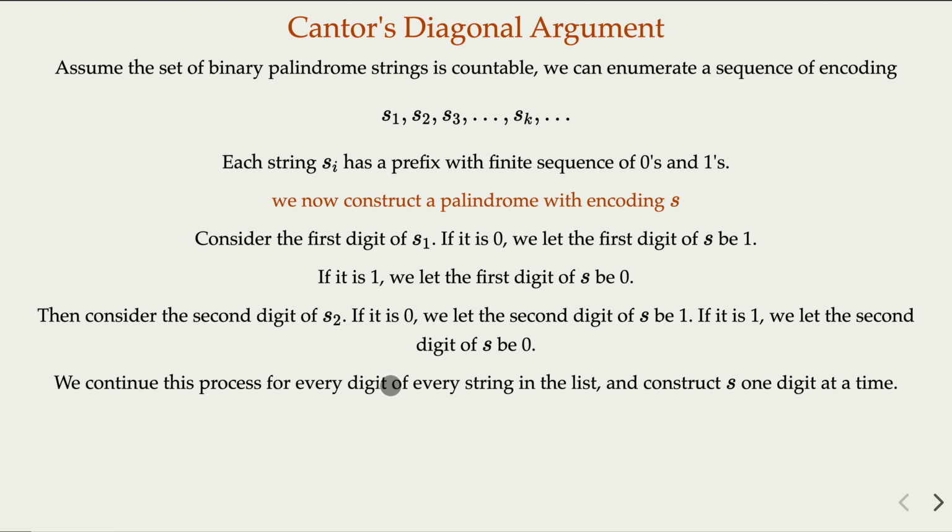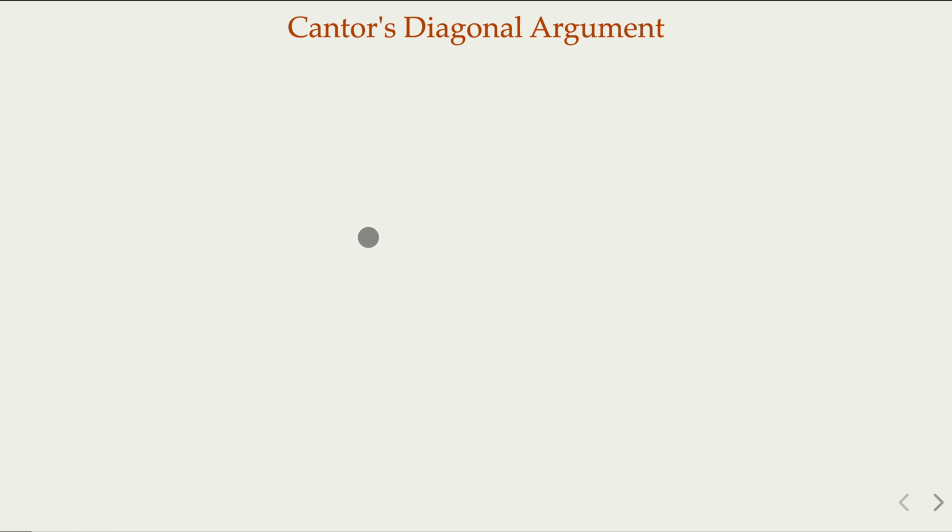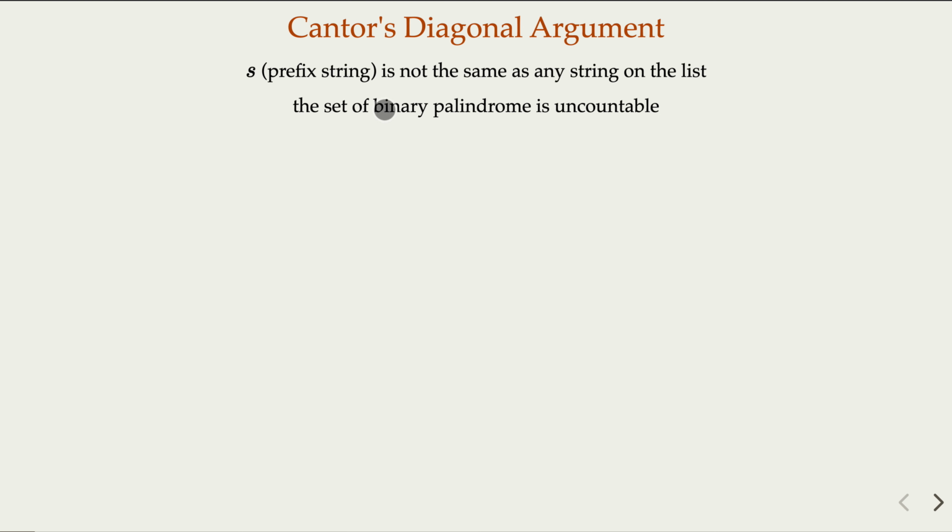However, you claim you do have an enumeration for this set. We have constructed an element not in your enumeration. That would be a contradiction. Okay, that's proof by contradiction. So S, as we constructed, contains a prefix string that is not the same as any string on your enumeration list, which means the set of binary palindromes is uncountable. This is identical to the textbook argument.